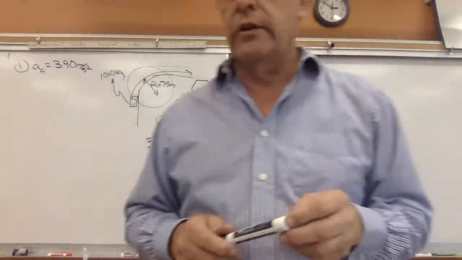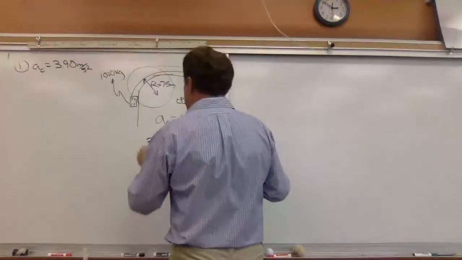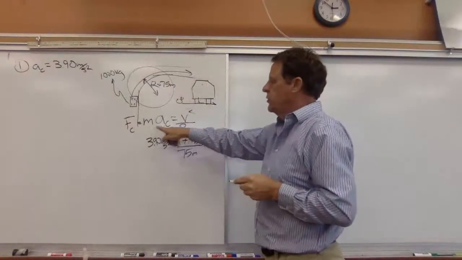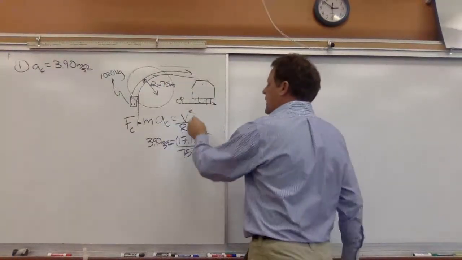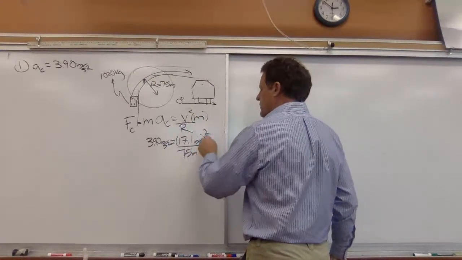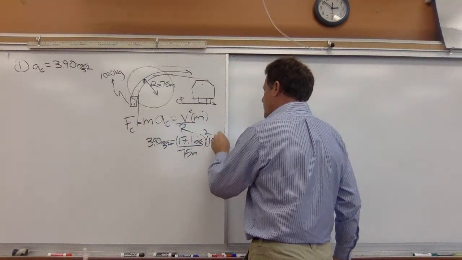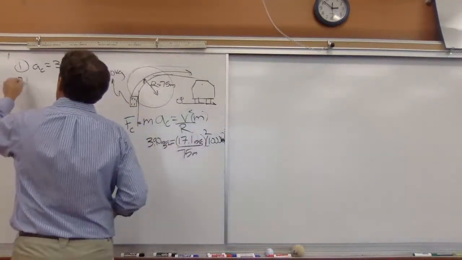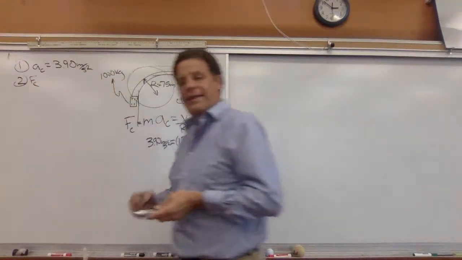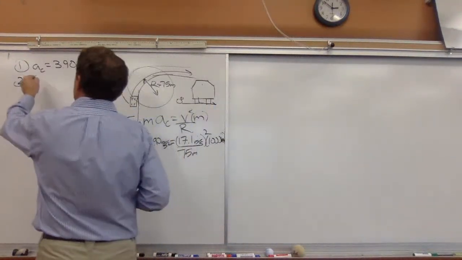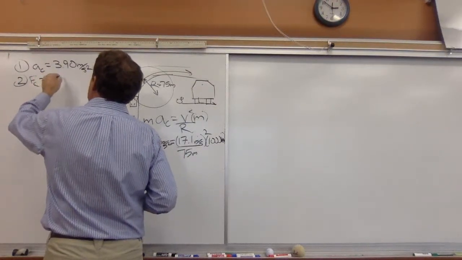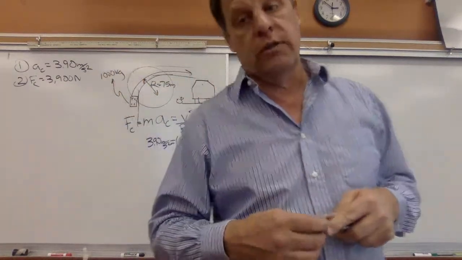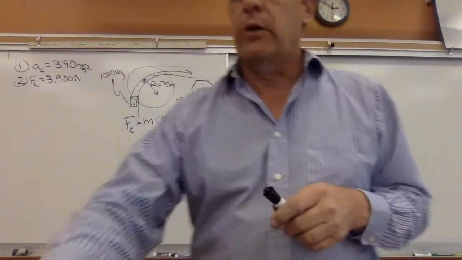So number 2 is calculate the centripetal force. Remember, when we multiply mass times acceleration, we're going to get centripetal force. So all we have to do is multiply by mass. In the case of this car, it's going to be 1,000 kilograms. So our centripetal force is just going to be 1,000 times greater, which is going to be 3,900 newtons, and that would be the force.